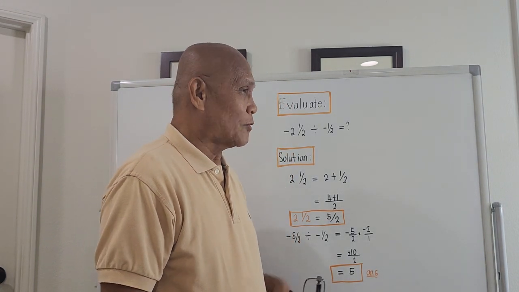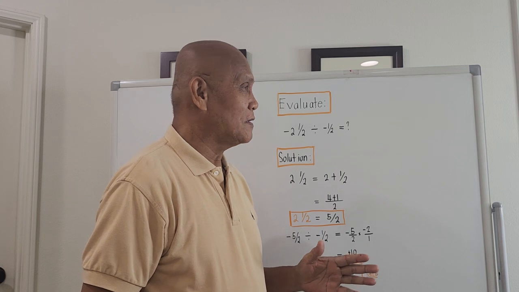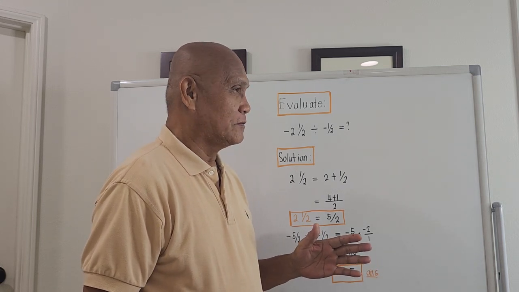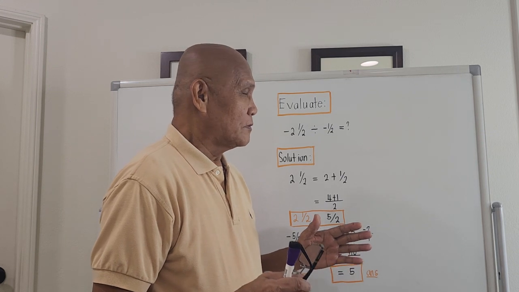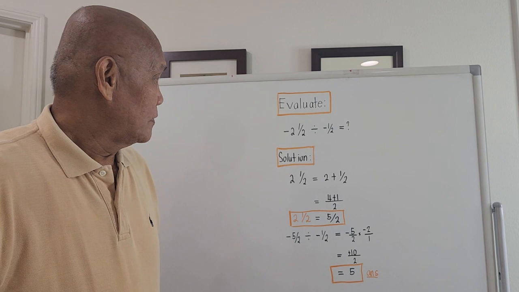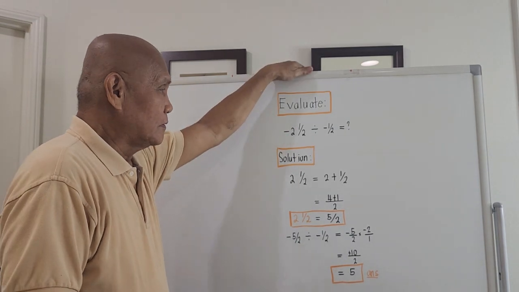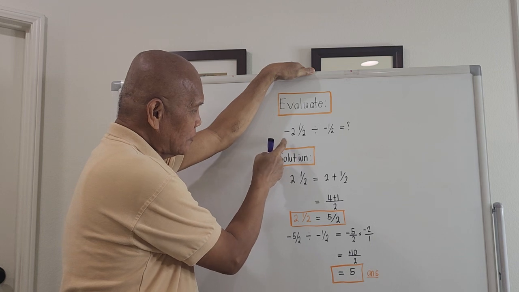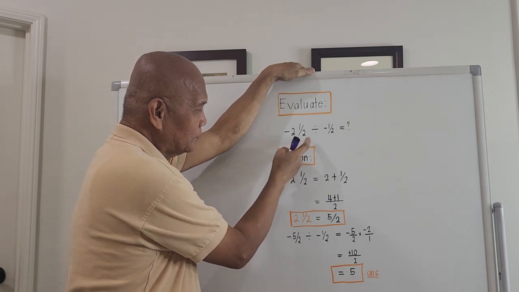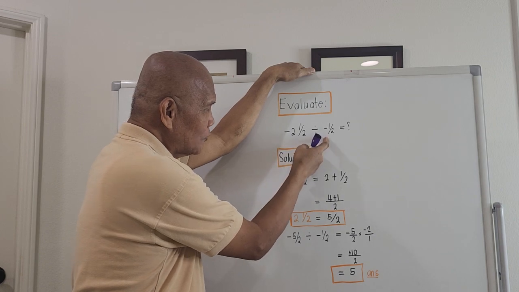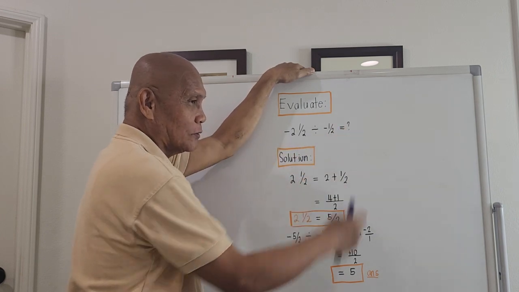My discussion for this session will be an evaluation problem. Okay, let's proceed. The problem is given as negative 2 and 1 half divided by negative 1 half, and what will it be equal to.